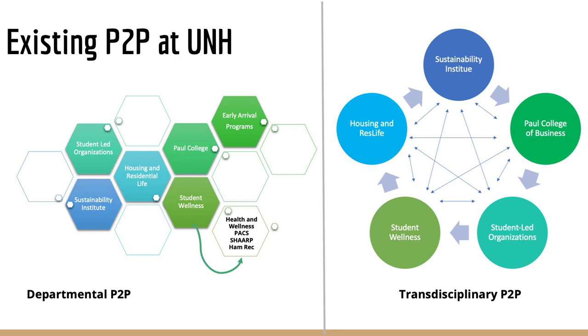But to preface, even though it looks very organized in a beautiful diagram, peer-to-peer programming at UNH can be very complex and interconnected. As we're trying to display on our diagram to the left, the current existing structure is quite departmentalized. So each program is running directly from a siloed department. What we found through our research is we need a more transdisciplinary approach to be more sustainable. We need more cross-communication and collaboration, which Eryn will talk about in the diagram to the left.